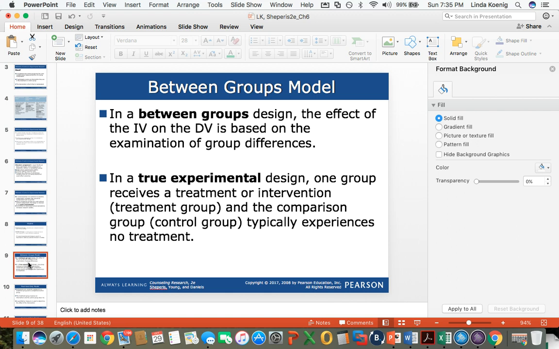Okay, so in a true experimental design, one group receives the treatment or the intervention, which is the treatment group, and the comparison group or the control group typically experiences no treatment. Typically, because the control group does also sometimes have a treatment. I'm doing air quotes here with my fingers.